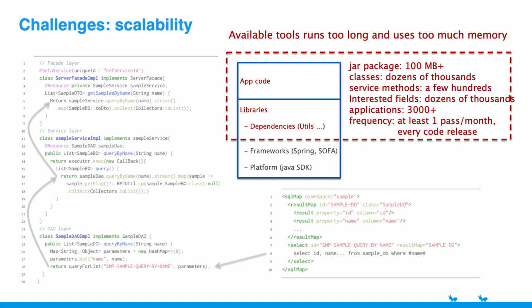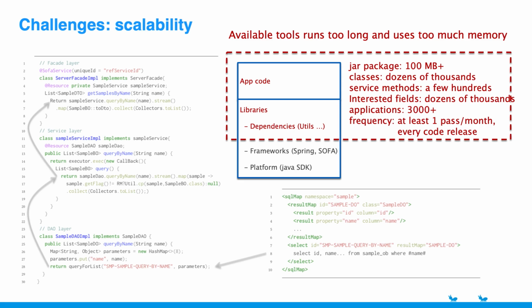To do this, many taint analysis tools have been proposed, but we still face many challenges. One challenge is scalability. For an application, its full runtime code includes the application code and the library code such as its dependencies, frameworks, and platform SDKs. If we only count the application code and the dependencies, the size of the jar application is more than 100 megabytes. The number of classes, service methods, and fields of interest is also huge. And our company has more than 3,000 such applications.